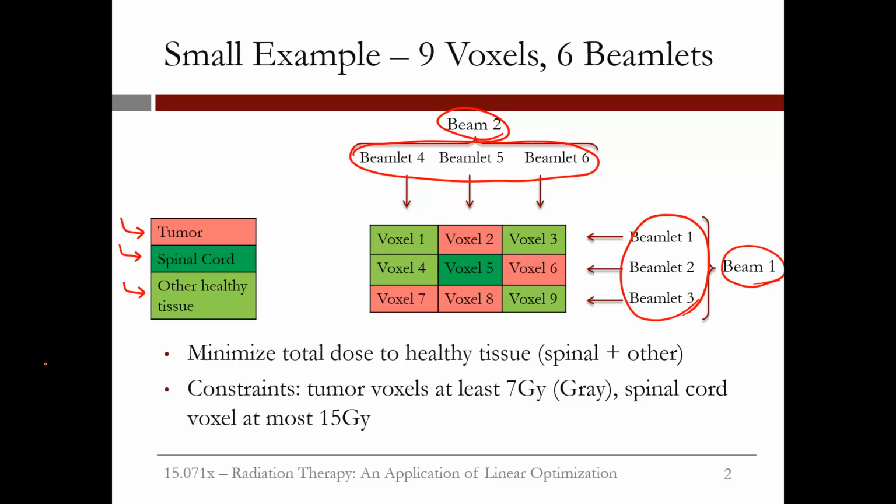Our objective is to minimize the total dose to healthy tissue, both to the spinal cord and to the other healthy tissue. We have 2 types of constraints. The first is that the dose to the tumor voxels must be at least 7 gray, where gray is the unit of measure for radiation. Our second constraint is that the dose to the spinal cord voxel can't be more than 15 gray, since we want to be really careful to protect the spinal cord.